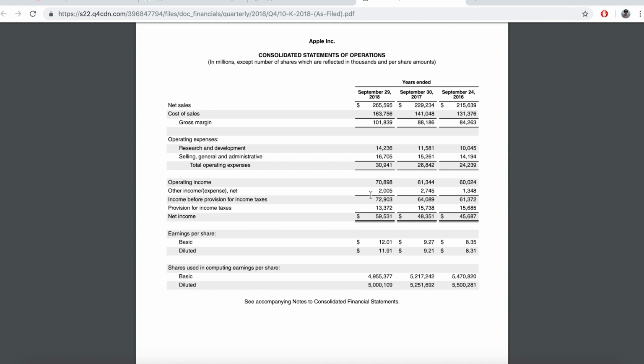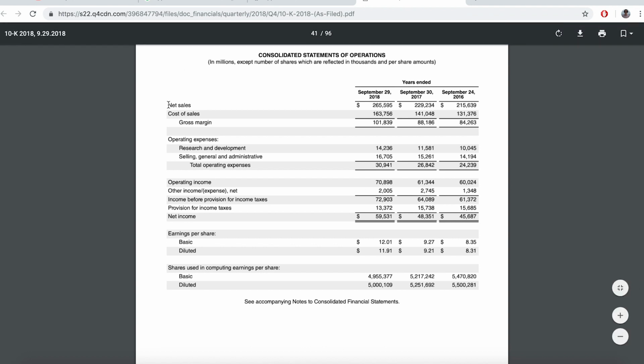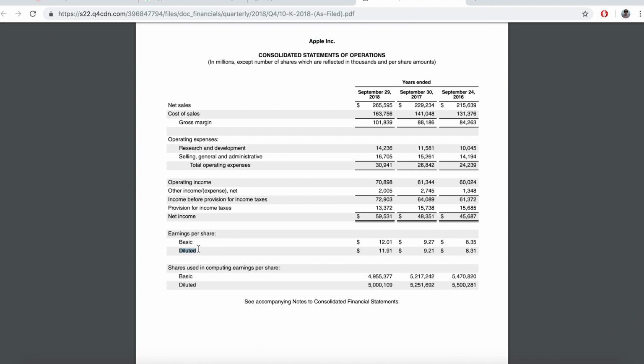So that's all you need to know about the income statement. And just to summarize, the main numbers that we're focused on are the net sales, that's the top line, and the earnings per share, the diluted earnings per share, which is the bottom line, how much they're keeping at the end of the day. And we're basically looking for both of these numbers to be growing at over 10% per year for 10 years. Plus, as a bonus, we want the growth to be getting better each year.